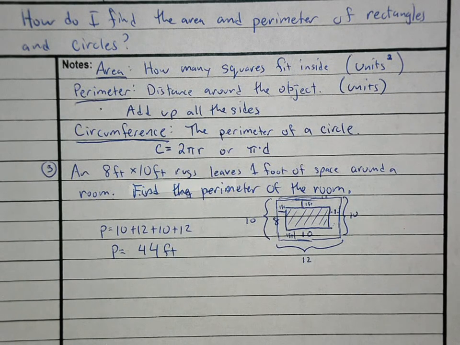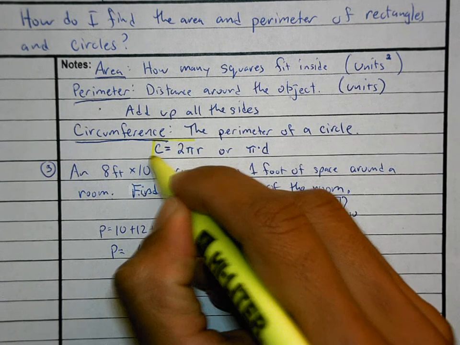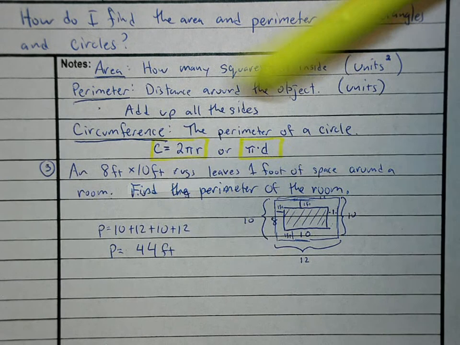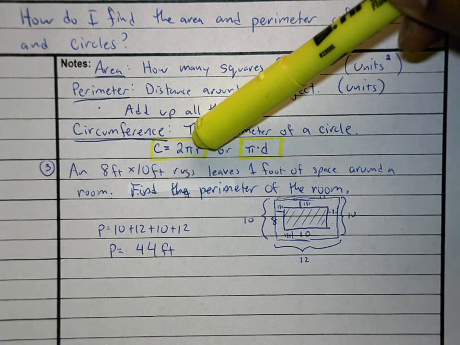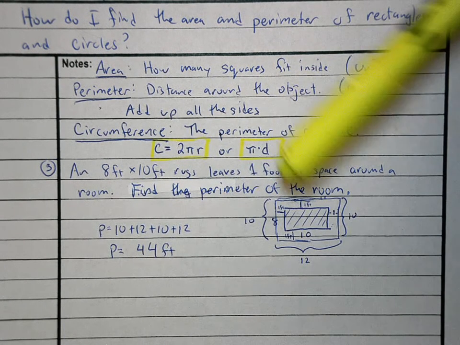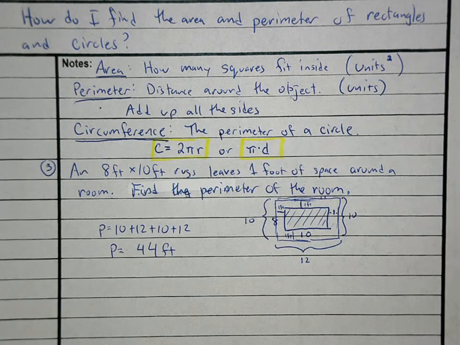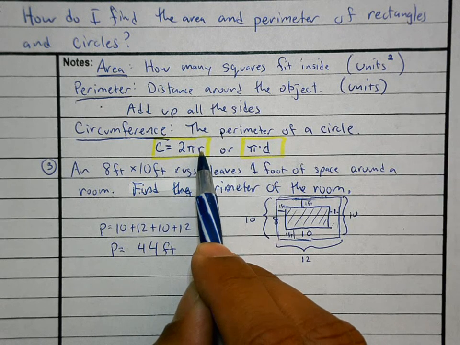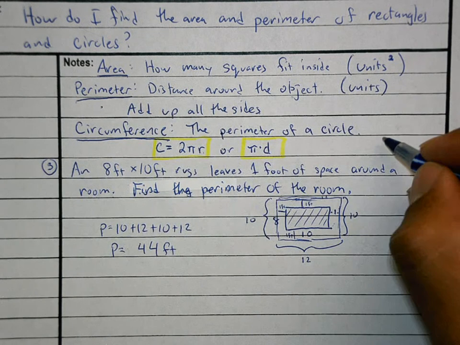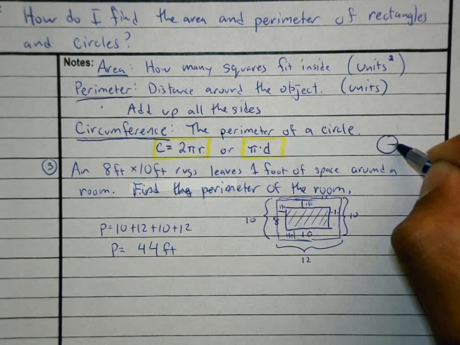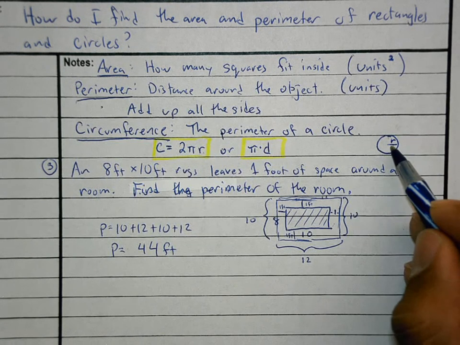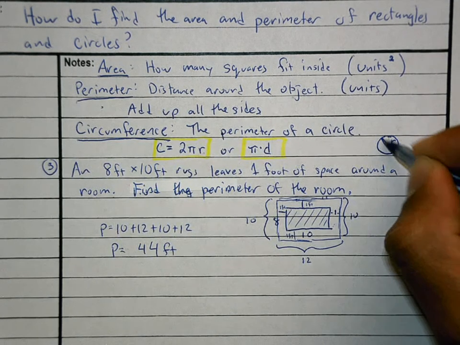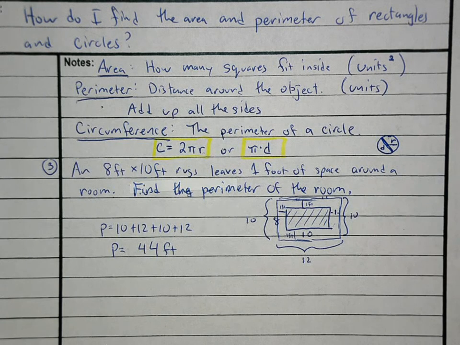I'm going to get my highlighter out for the circumference of a circle. I can either use 2 times pi times the radius, or I can use pi times the diameter. If you need to know what those letters stand for, C stands for circumference, R stands for radius, half of the circle, and D stands for the diameter. I'll draw you a quick little picture for that. This is what an R looks like from the center to the outside, whereas a D goes through the center and all the way to the other side. That's a diameter.